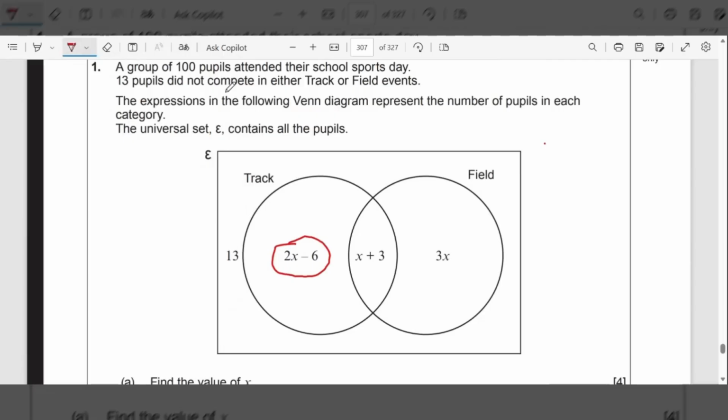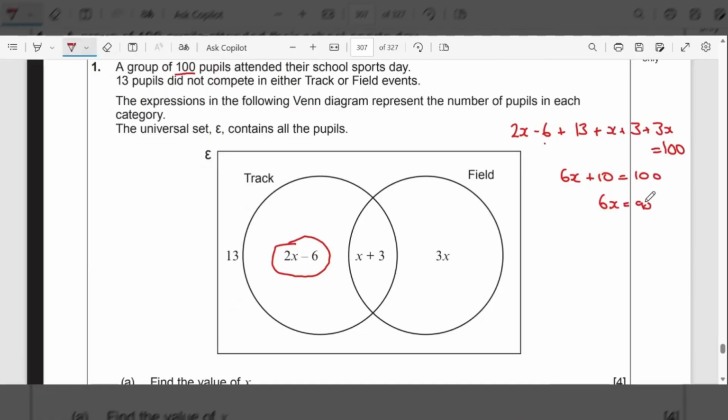So in this case, without even looking, I'm going, all right, I know there's 100 pupils, but rather than a normal Venn diagram question, this probably involves me adding all these. So I would write 2x minus 6, plus 13, which is outside, plus the middle, plus that. And I know that there are 100 pupils in this school. I can collect terms, so I get 6x plus 7 plus 10, something like that, equals 100. So 6x equals 90 and so on.